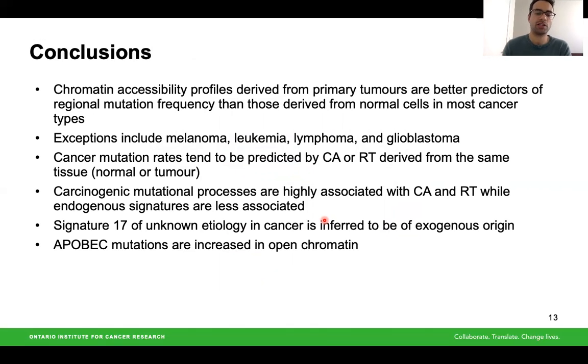We also found that carcinogenic mutational processes are highly associated with chromatin accessibility and replication timing, while endogenous signatures are less associated. And as I highlighted in the previous two slides, first, signature 17 of unknown etiology in cancer is inferred to be of exogenous origin to the cell, namely gastric acid reflux. And finally, APOBEC enzyme activity mutations are increased in open chromatin.